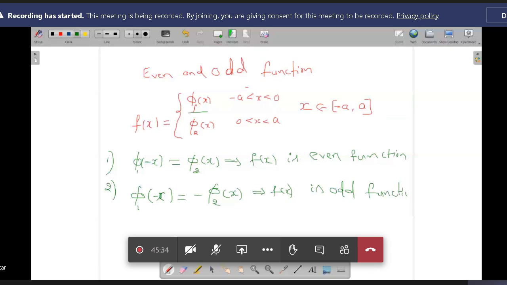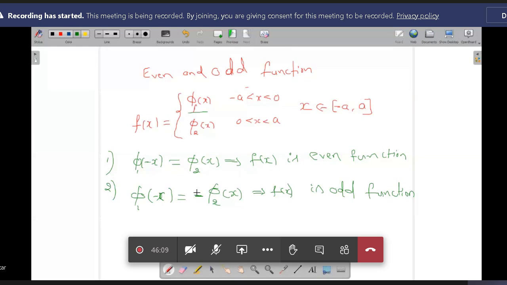I hope you are noting and writing the same. From phi1, if you replace x with negative x and that becomes phi2, the second function, then f of x is even. And if the same phi1 with negative x becomes negative times phi2, then f of x is odd. So it is the same for a function.